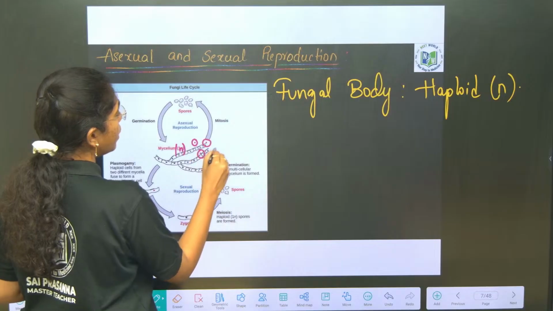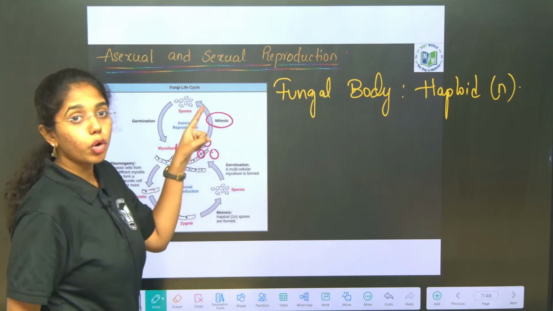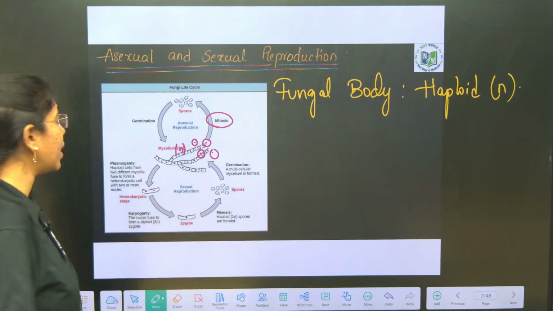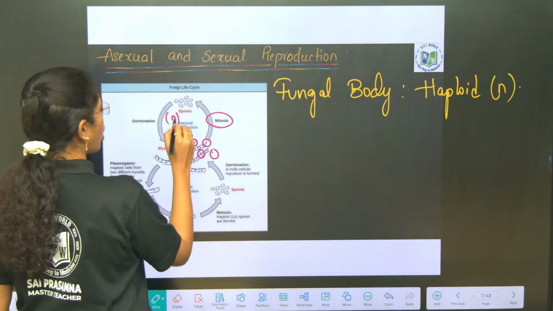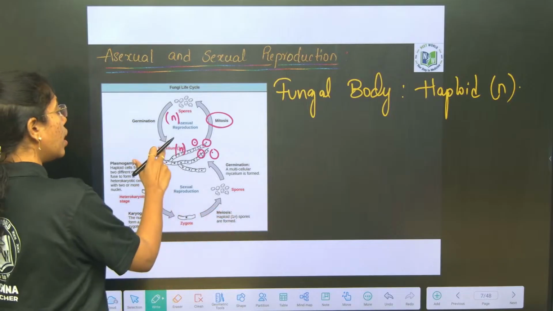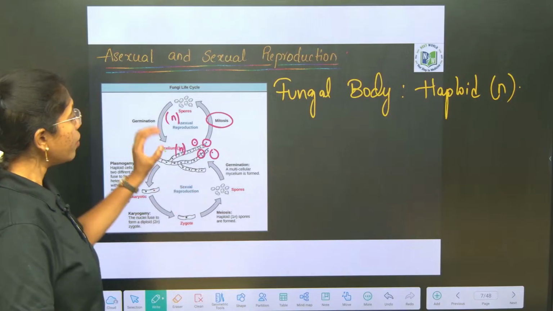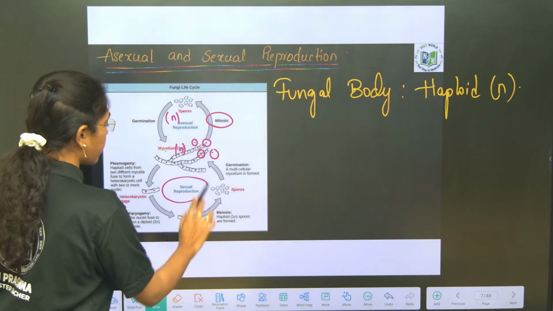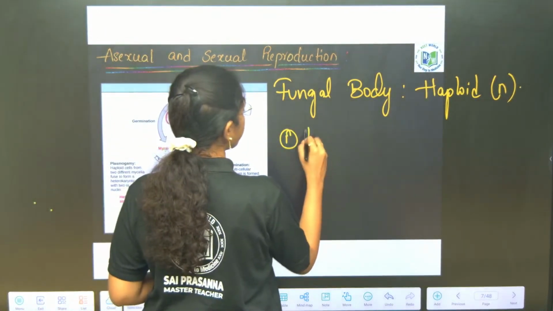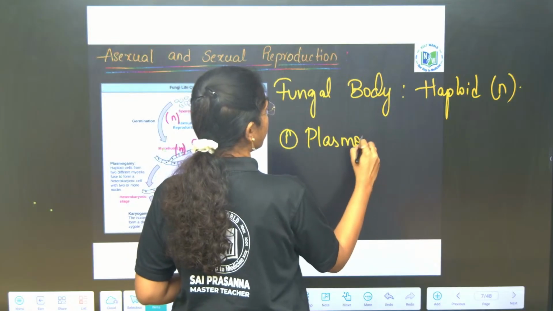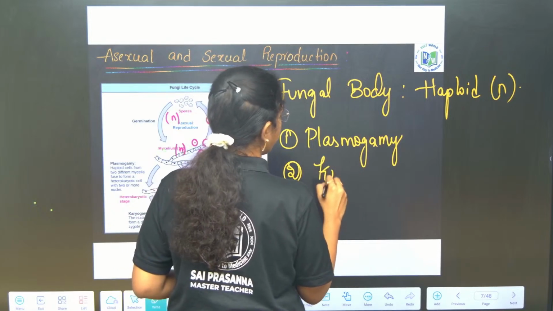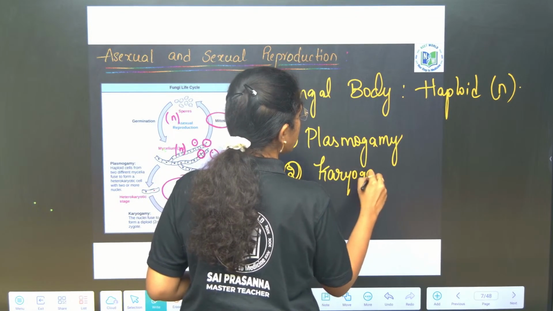Asexual spores will divide by mitosis. As the mode of division is mitosis, there will not be any change in ploidy or chromosomal number, so the spores are also haploid. Spores landing onto a suitable substratum will germinate, forming a new mature mycelium. Now, if the mycelium is undergoing sexual reproduction, it follows three stages. One is plasmogamy, second is karyogamy, and third is meiosis.